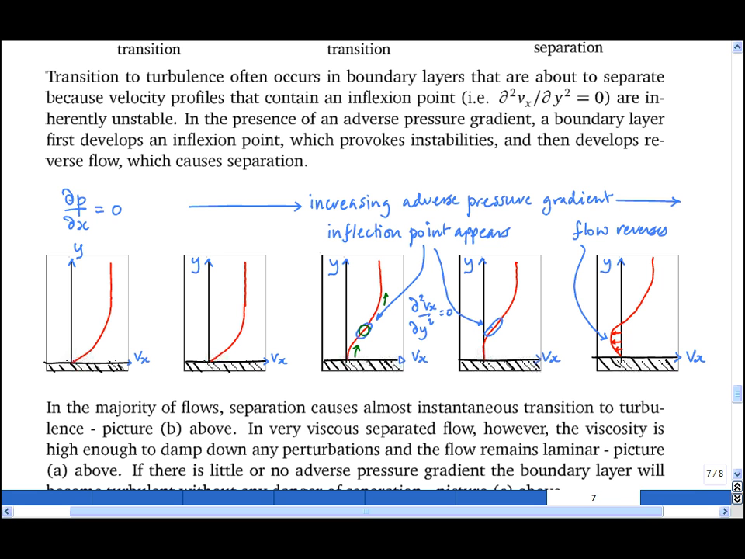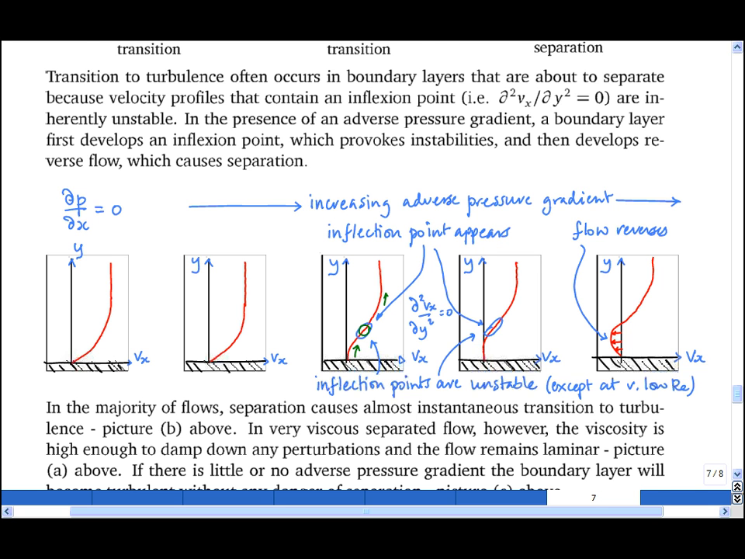Now unless the Reynolds number is quite small, an inflection point is unstable. That is to say that small wavy perturbations will grow around the point at which the velocity profile contains an inflection point. So in summary, these inflection points are unstable except at very low Reynolds number. Therefore adverse pressure gradients tend to cause transition to turbulence as well as flow reversal. In fact, once you have flow reversal, you usually get almost instantaneous transition to turbulence.